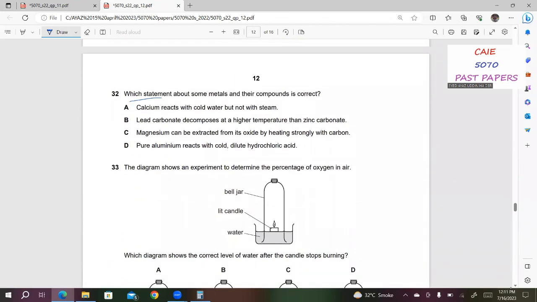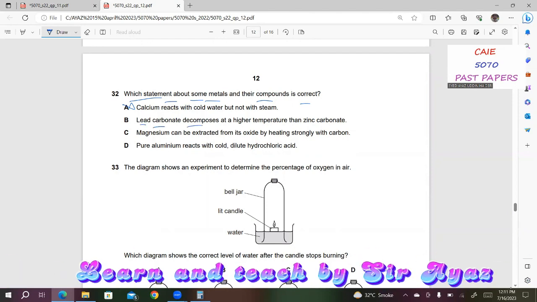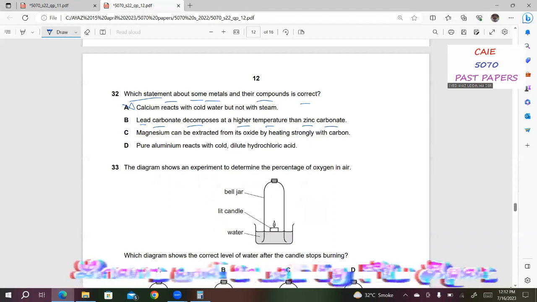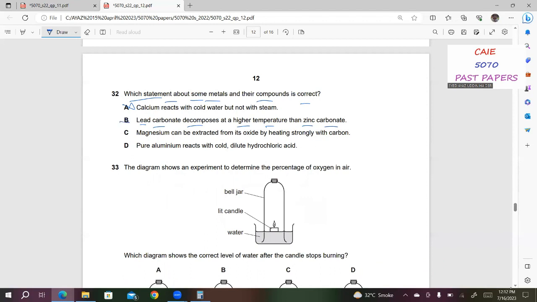Number 32, which statement about some metals and their compounds is correct? A, calcium reacts with cold water but not with steam. This is wrong. Calcium is among the reactive metals, so it will react both with cold water and steam. B, lead carbonate decomposes at higher temperature than zinc carbonate. Look at the position of lead. Lead is below zinc, so the compound formed by zinc carbonate will be more stable and will decompose at a higher temperature than lead carbonate. So this is also incorrect.